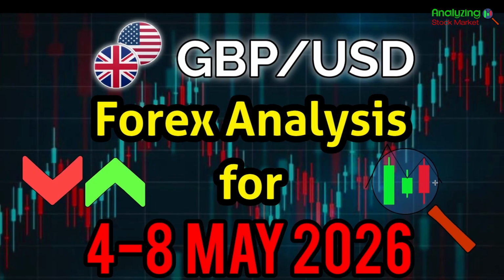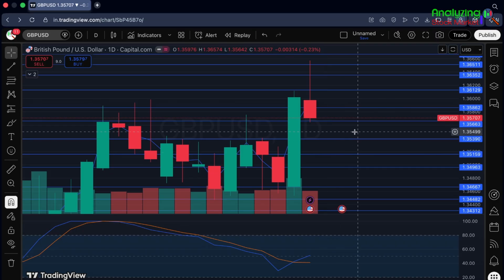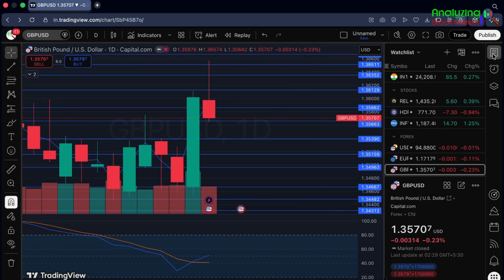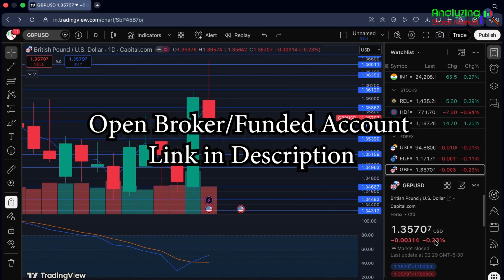So today I'll be talking about the GBP USD pair and we'll do the Forex analysis for 4th to 8th May 2026. So let's go straight to the chart. First, let's see what happened in GBP USD on Friday. As you can see, a 0.23% negative move, with 1.35707 as the closing on Friday.